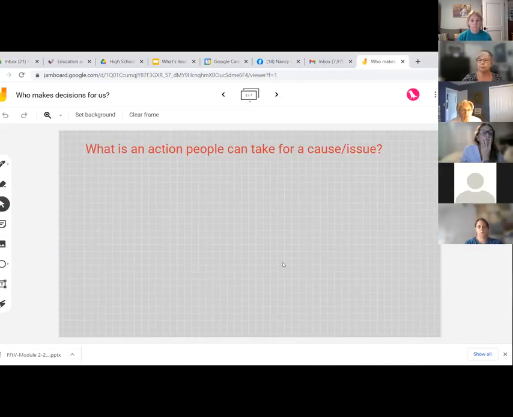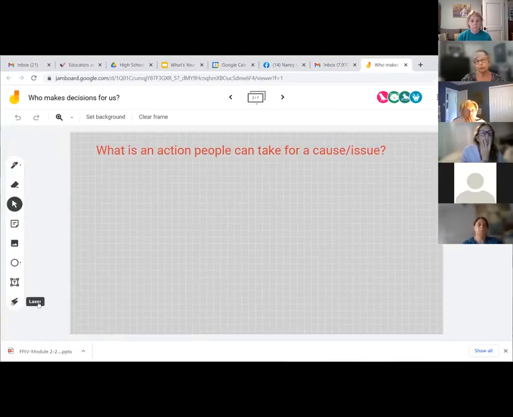Anybody having a problem? Good. Okay. When you look down the left side, you'll see that there are a couple of different icons. The first one is a pen. The second one is an eraser. The third is a pointer. The fourth one is a sticky note. The fifth one allows you to put photographs into the Jamboard. The sixth one makes a circle. The seventh one is a text box. And the last one is a laser pointer.